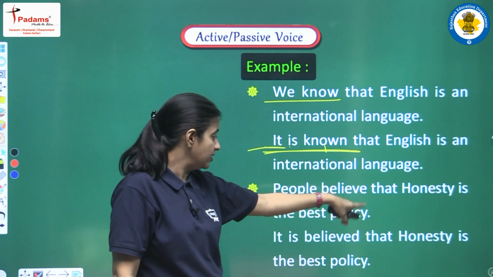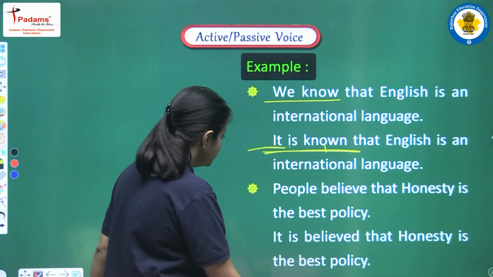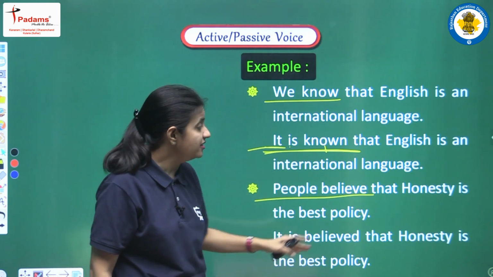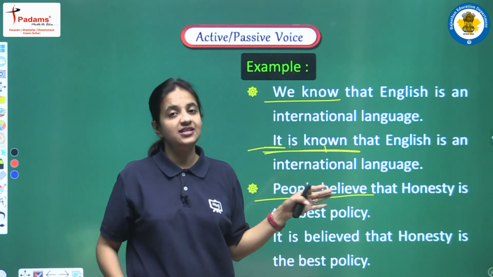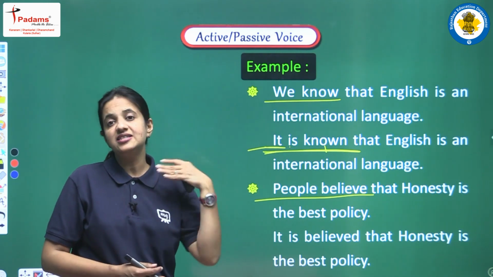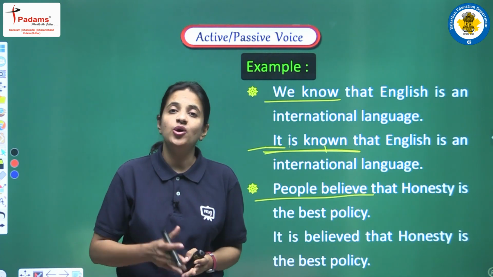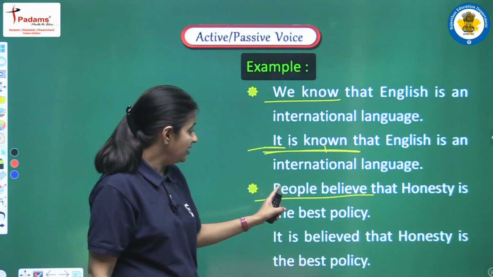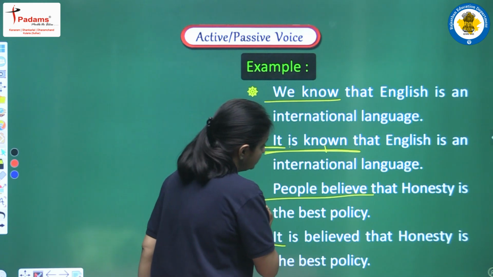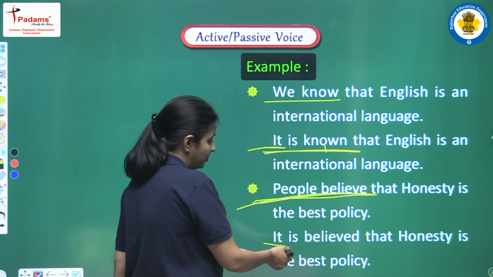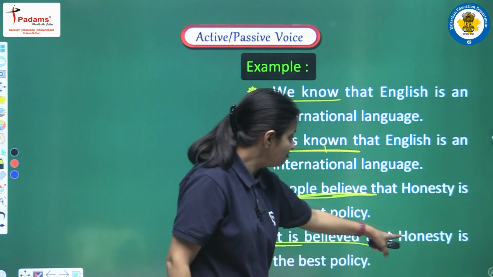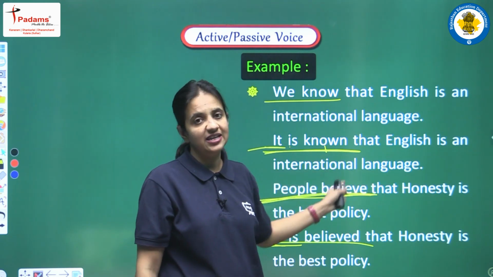People believe that honesty is the best policy. So in this sentence also we are having two clauses. People believe, this is the main clause, and honesty is the best policy, this is the subordinate clause. So when we are having two clauses, one main clause and second subordinate clause, we have to convert only the main clause in the passive voice. So the main clause is people believe, so we know we have to start our sentence with it, and this is also present simple tense. So helping verb की तरह हम is लगाएंगे, and believe की third form will be believed, and after that we will continue with the same sentence. We will write the same subordinate clause.